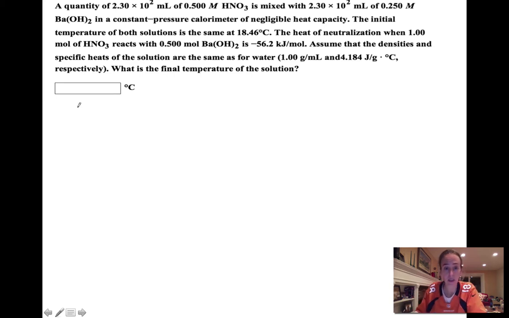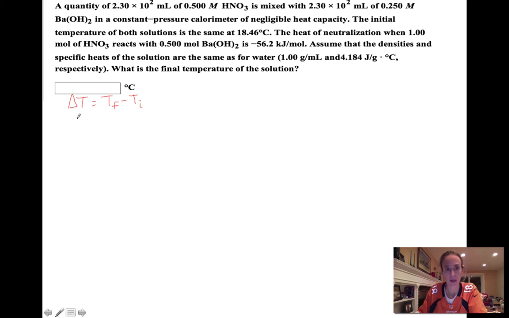And so this is pretty similar to what you guys did in lab, except in lab you measured the final temperature and found the enthalpy of neutralization. So let's think about a general strategy here. First of all, if we're going to find the final temperature, chances are we're going to have to think about the change in temperature, and we'll start with the initial temperature and then add the change in temperature to it.